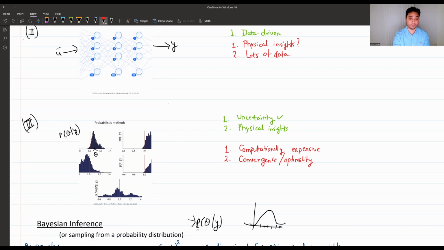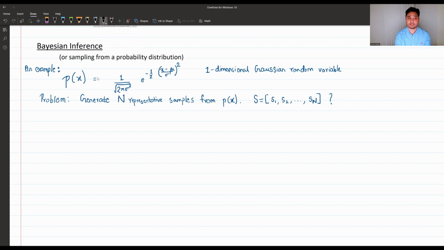probabilistic methods is the focus of this lecture. So let's look at Bayesian inference. It's one kind of probabilistic method. And Bayesian inference, as we saw earlier, can be stated as sampling from a probability distribution. So we actually just want to find out this probability distribution, P of theta given Y. What's the probability of the parameters given the data? So we want to sample from this probability distribution. If we can do that, then we essentially solve the inference problem.